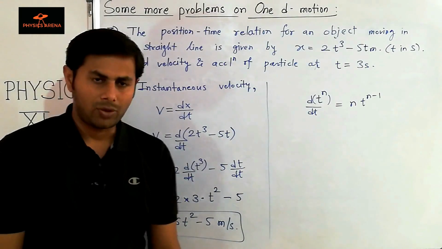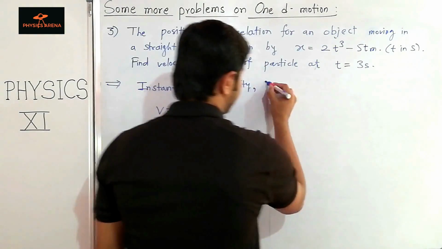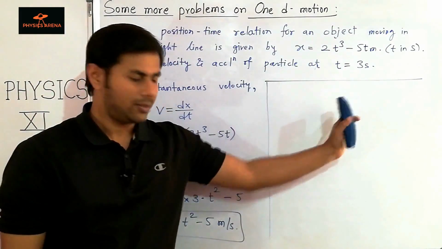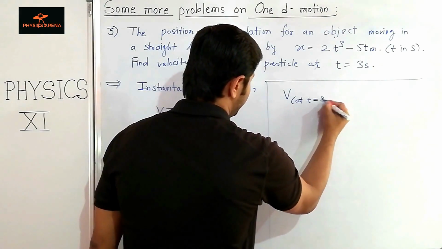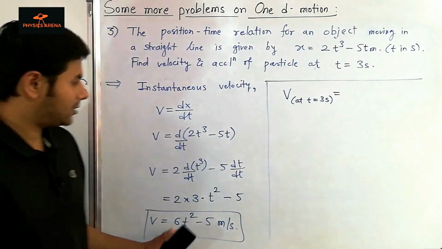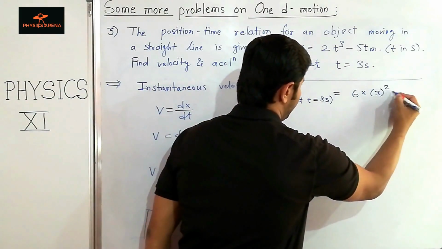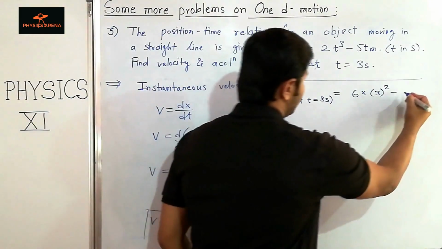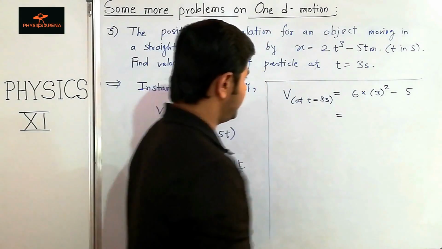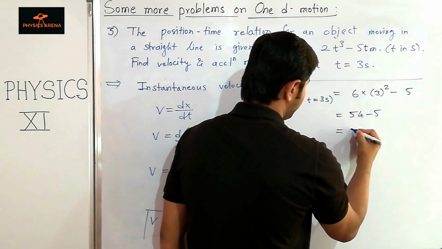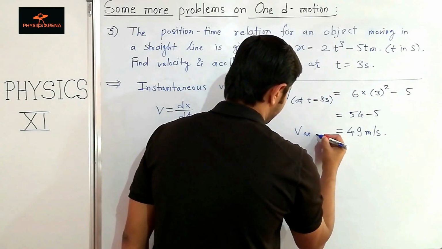Okay, so we found the formula for velocity and it is time dependent. So at t equals 3 seconds, we'll have to substitute the value of t to find the velocity. So velocity at t equals 3 seconds will be equal to 6t square, and the value of t is 3. So 3 square minus 5. So 3 square is 9, and 9 times 6 is 54, I guess. Yeah, 54 minus 5. So this is going to be 49 meters per second. Okay, this is v at 3 seconds.